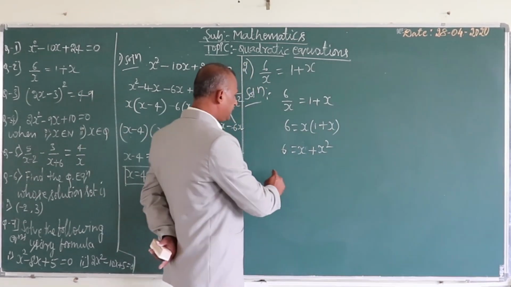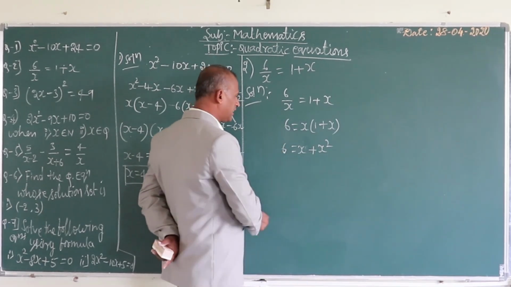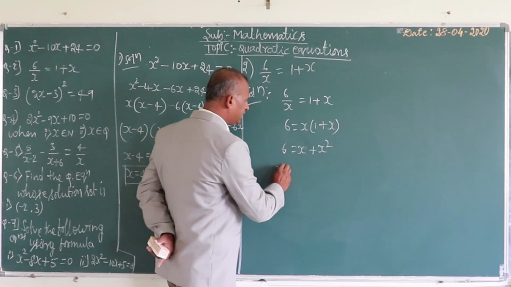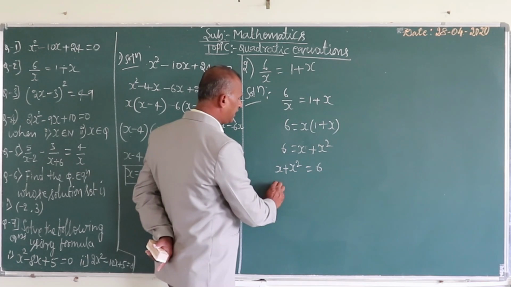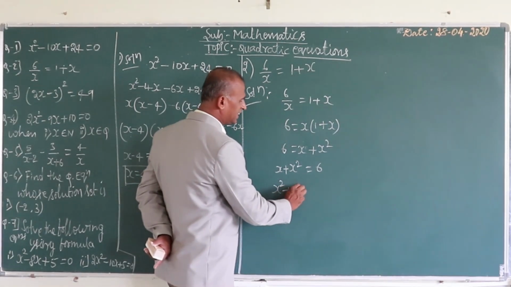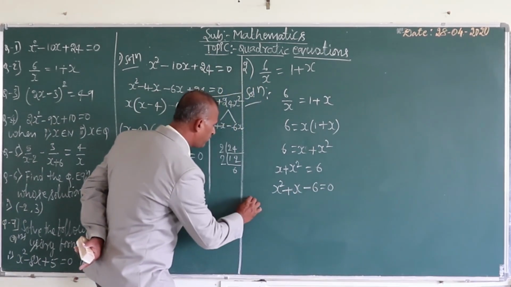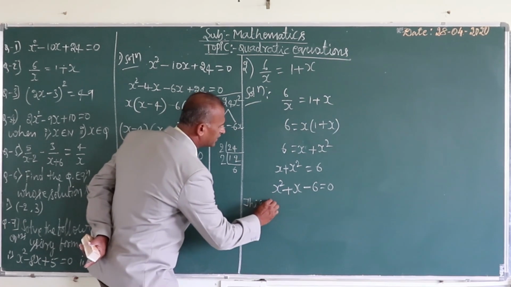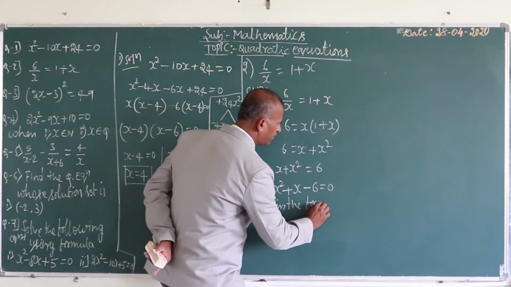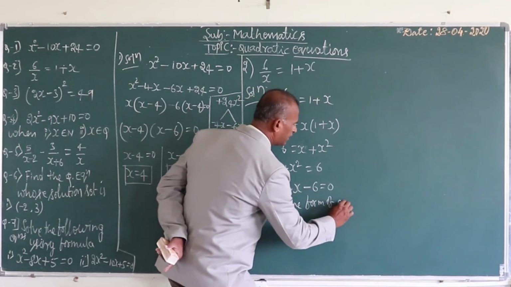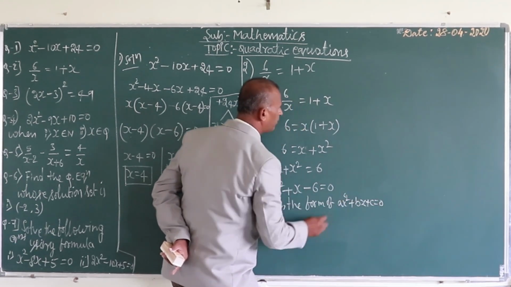Now we write the complete LHS on the RHS side, and the complete RHS on the LHS side. Now you can write x plus x square is equal to 6. Now arrange it in order: x square plus x minus 6 is equal to 0. This is in the form of ax square plus bx plus c is equal to 0.